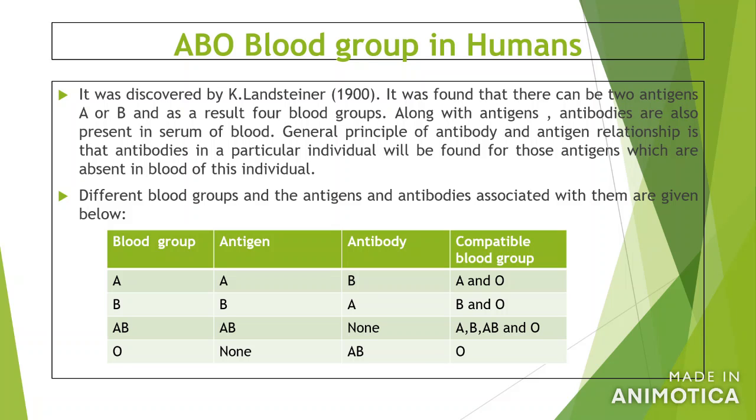Different blood groups and the antigens and antibodies associated with them are given below. Blood group A, antigen is A and antibody is B. Compatible blood groups are A and O. Blood group B, antigen B and antibody A. Compatible blood groups are B and O. Blood group AB, antigens AB, antibody none. Compatible blood groups A, B, AB and O. Blood group O, antigen none, antibody AB and compatible blood group is O.